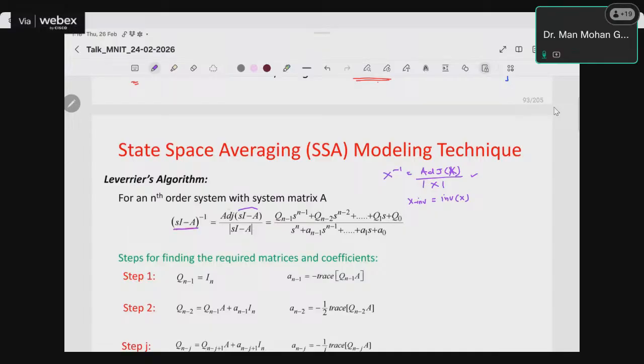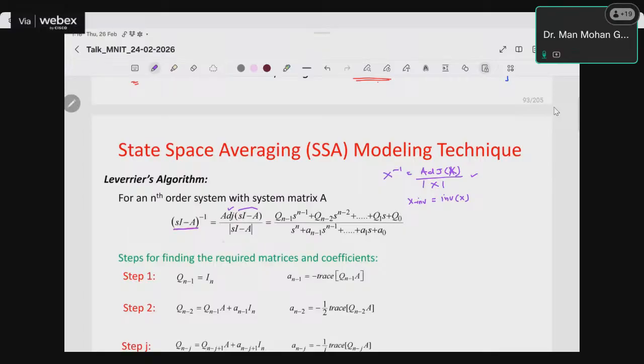As I said, to find the adjoint of (sI - A), we find the cofactors, right? n into n, that is n squared cofactors, then we transpose it and we get the adjoint. Then we get the determinant of this (sI - A) and divide, right? So finally (sI - A) inverse will be a matrix of n by n, and this matrix will have multiple transfer functions. (sI - A) inverse is not a constant matrix, right?